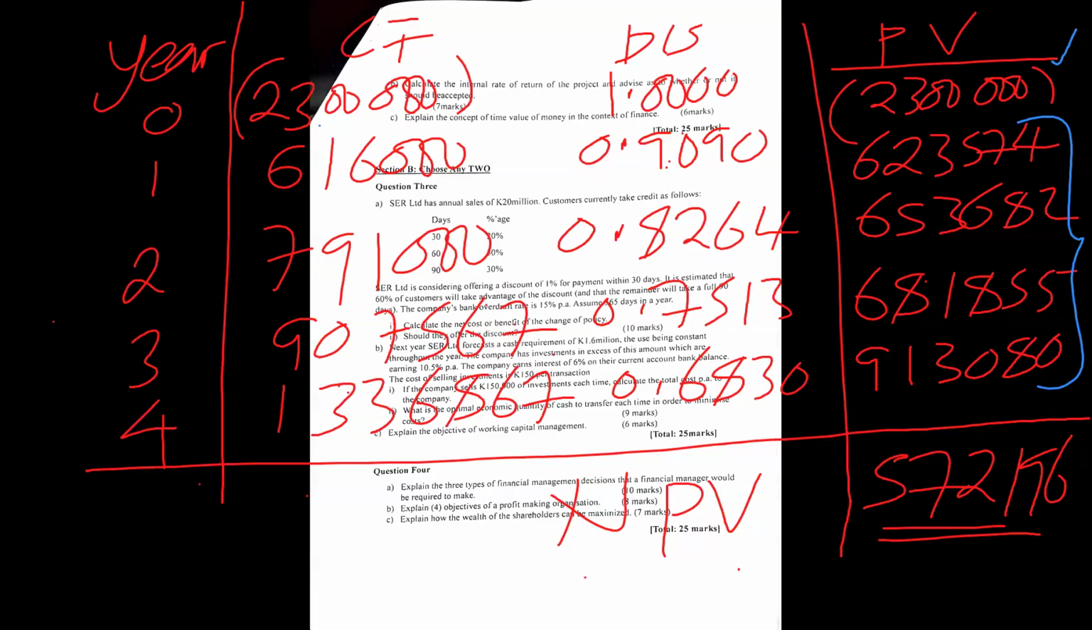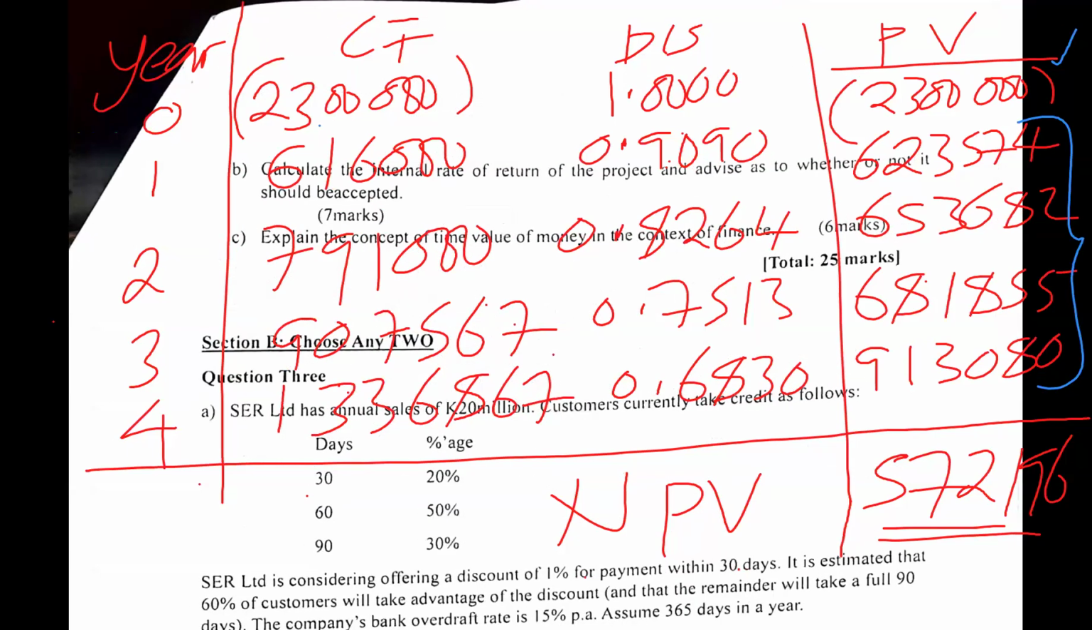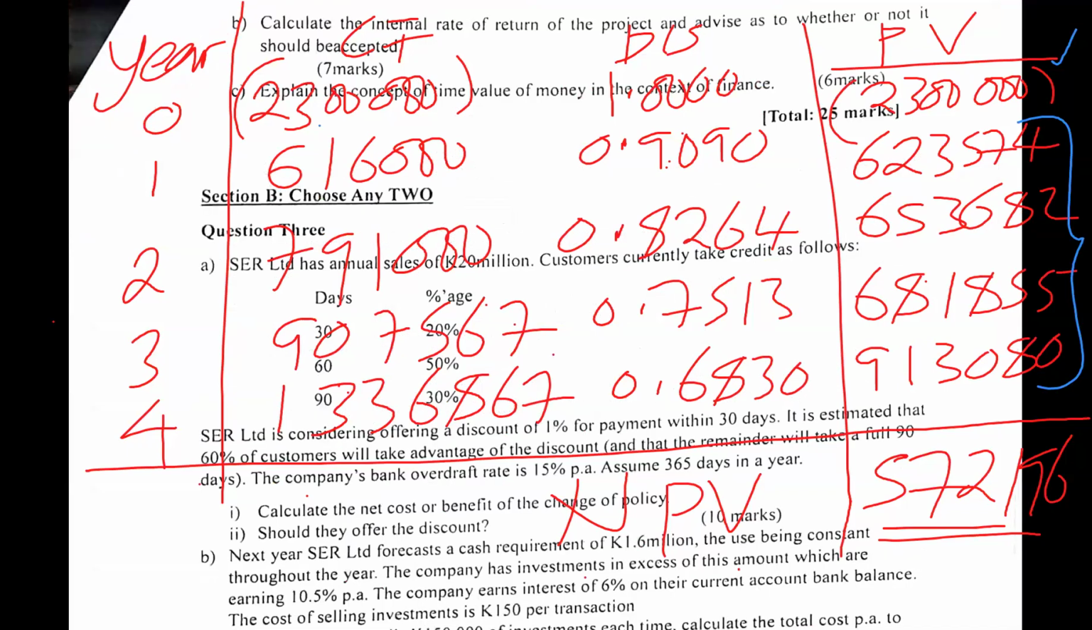That's acceptable. Now, question B was saying calculate the internal rate of return. Remember now, I'm just guiding you how to proceed from here. You already have one NPV that is positive. You need another NPV that is negative. Follow nicely. You need another NPV that is negative using the same cash flows.